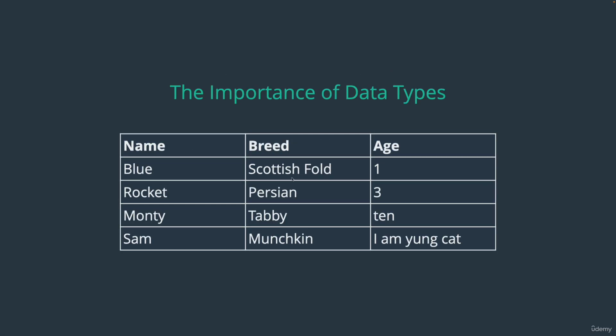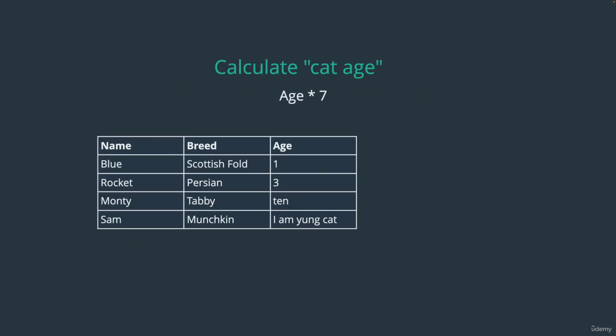Imagine we have our name, breed, and age for the cats table, where age is just left up to be whatever a user puts in there. So it could be a number 1, 3, or the word 10, or I am young cat. Whatever it is, there's no rules being enforced. It might make sense that it should be a number, but it doesn't say, in our example at least, that it has to be a number. That leads to a lot of problems if we try and then do stuff with our data.